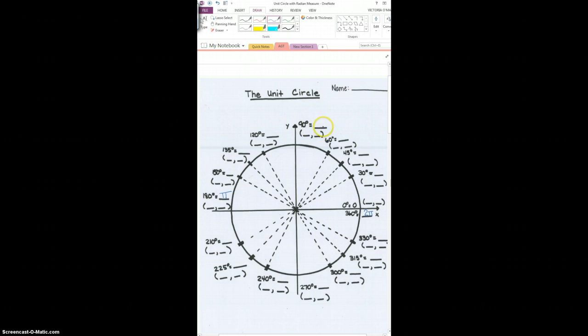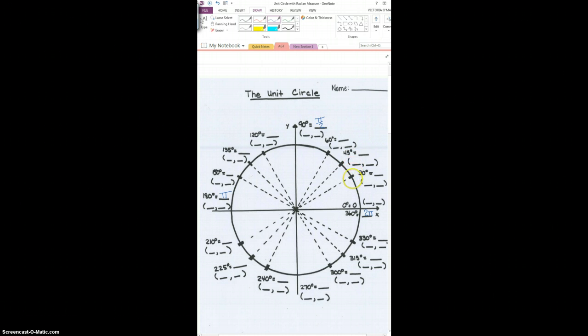And when we look at 90, you can see that that's a quarter of the unit circle. And so 1/4 of 2 pi is pi over 2. Or you can just look at the top half of the unit circle. And the 90-degree angle is half of the top of the unit circle. And so that's pi divided by 2.